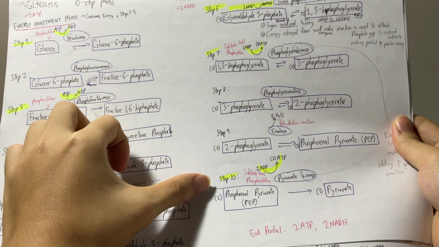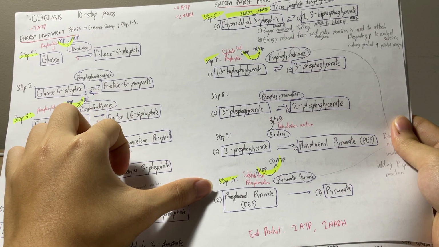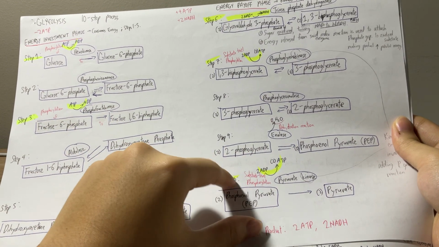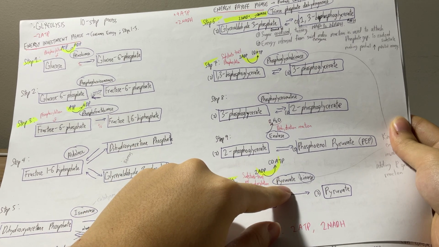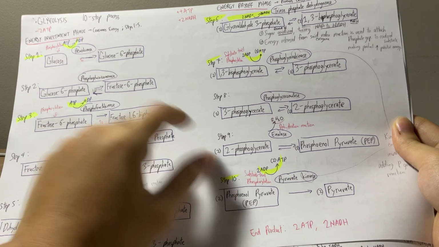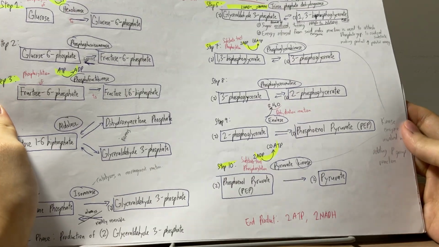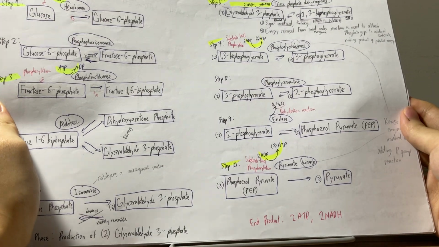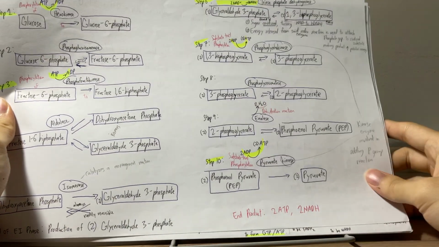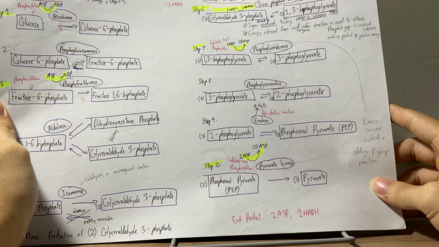Step 10. From phosphoenolpyruvate or PEP to pyruvate. What's in the middle is pyruvate kinase. This is also substrate-level phosphorylation. I'm not going to consider this anymore. I guess this is the correct one. So the end product is 2 ATP and 2 NADH.